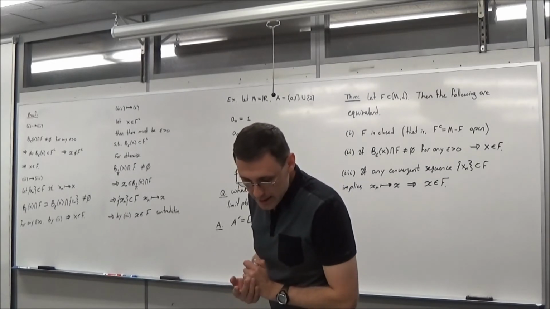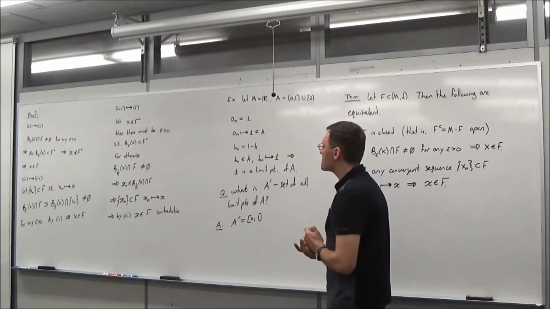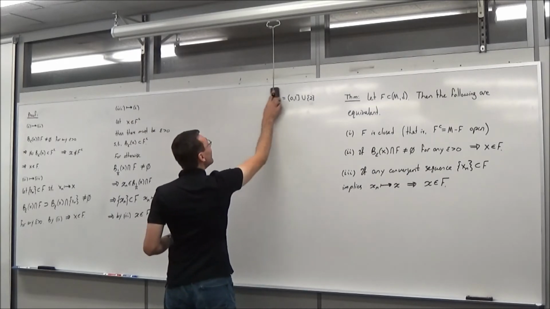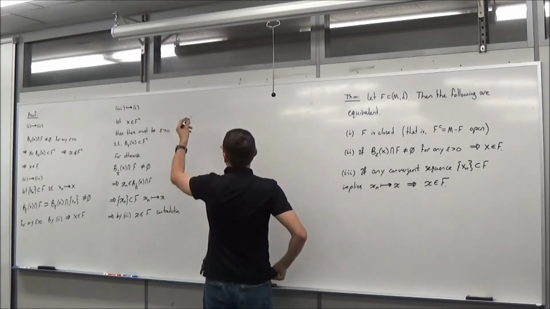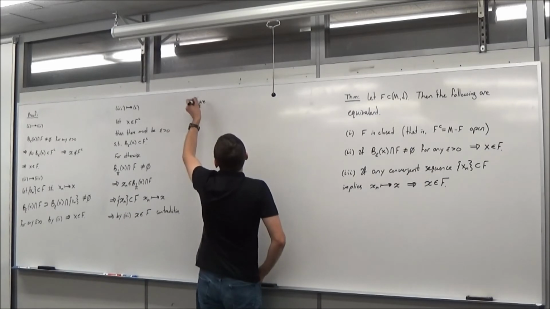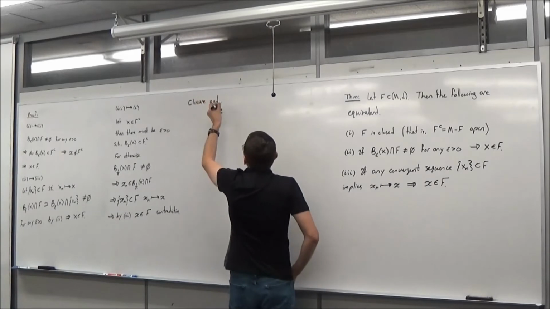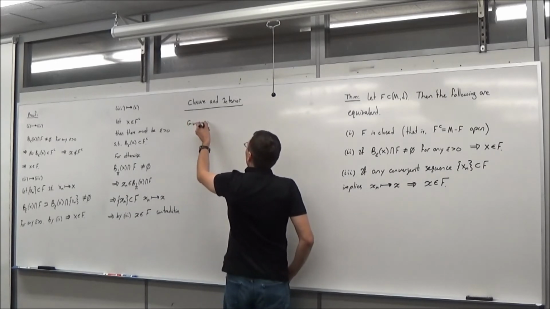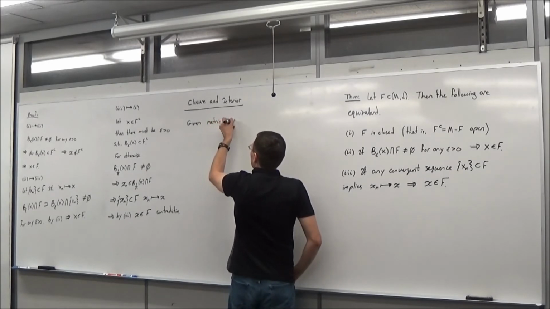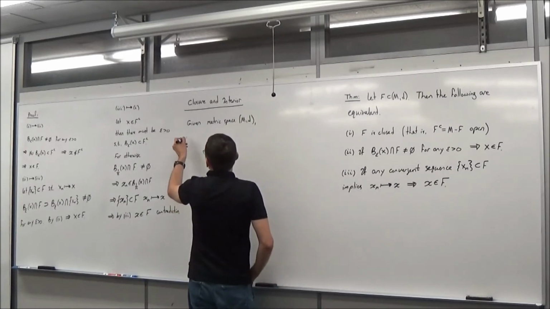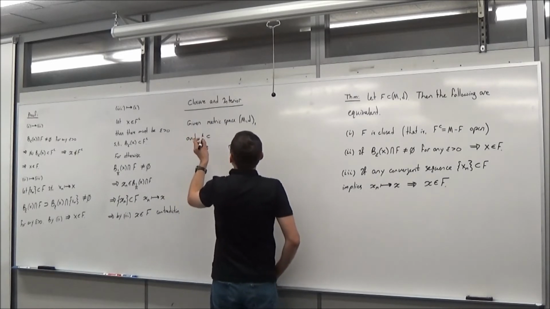So what we now need to speak about is closures and interiors. That's the next word. It's too bad, I might not get today to the point that I wanted to speak about. So, closure and interior. Given a metric space (M, d), we have a metric space, non-empty, and A belonging to M.